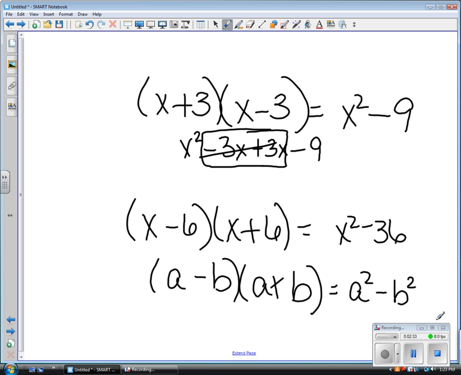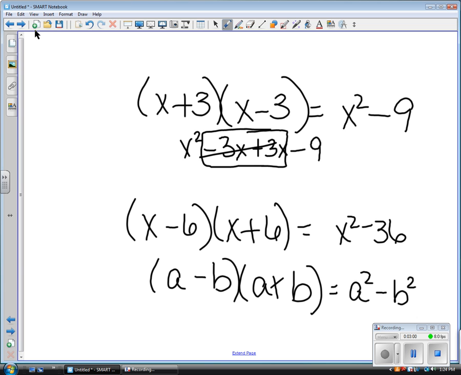You can if you need a backup because you've forgotten. But because your terms are the exact same except one has a subtract, one has a plus, your terms are exactly the same. A and A are the same. B and B are the same. You know you're going to square the first one, you're going to square the last one, and because it's a difference of signs, you're going to have a difference of the squares.